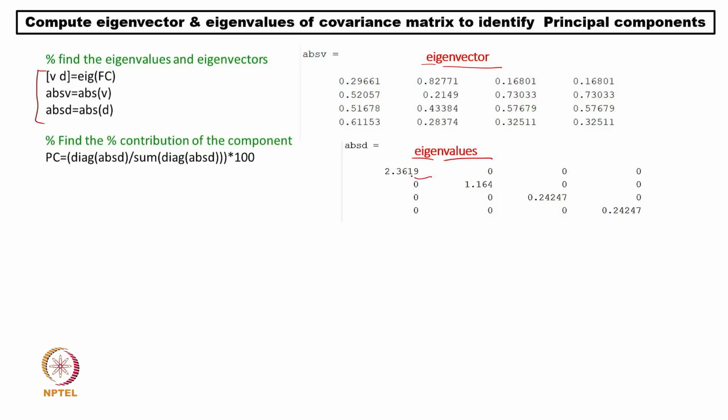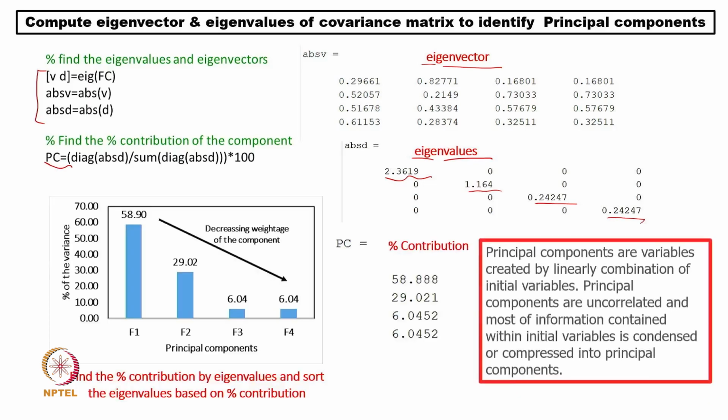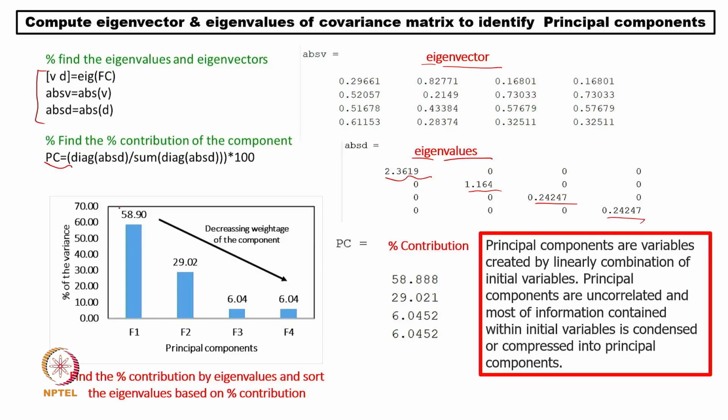You can look at the first eigenvalue, 2.3169, a very high value. The second eigenvalue is 1.164, and the third and fourth eigenvalues are the same, 0.24247. If I try to figure out the percentage contribution of these eigenvalues, the first variable, F1, has the highest contribution, 58.9. The second variable has a slightly lesser contribution, almost 50% of the first, that is 29.02.